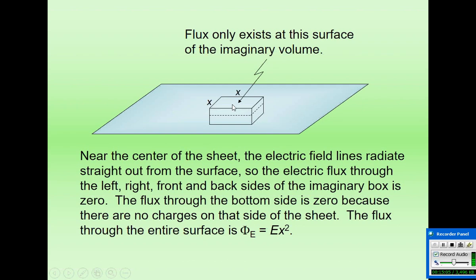And therefore, the electric field lines simply point upwards from this sheet. And I have some electric field strength E, which I'm going to try and determine, and it passes through this area of the top face that measures x by x. The area is therefore x squared, and the electric flux through that top face is E times x squared. And because the electric flux through each of the other sides is 0, I can say that the total electric flux through this imaginary volume is E times x squared.